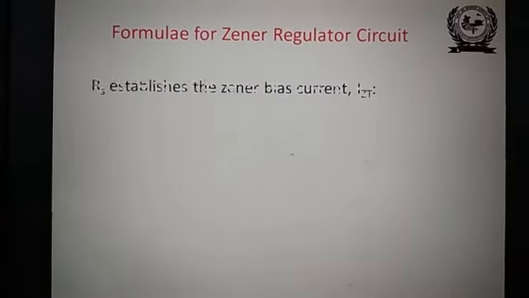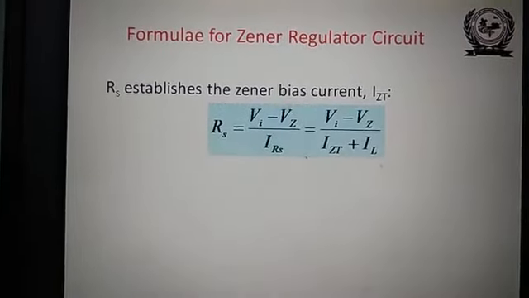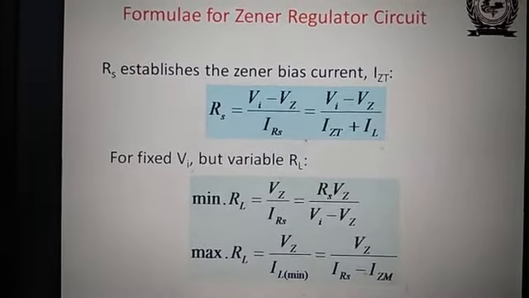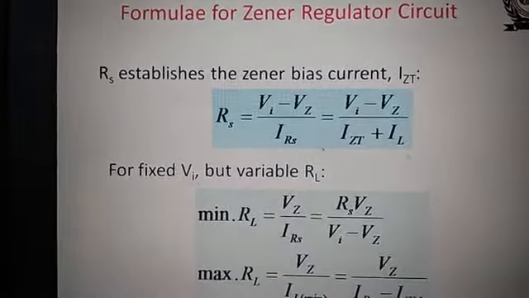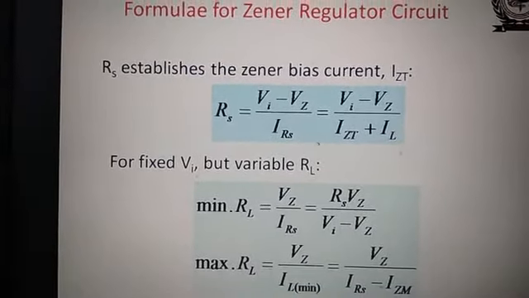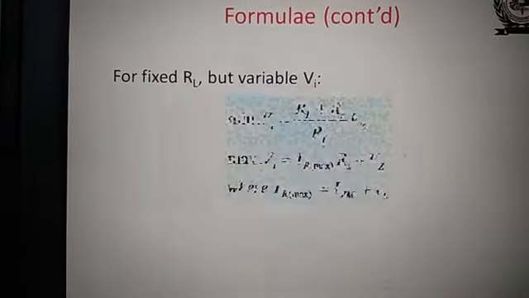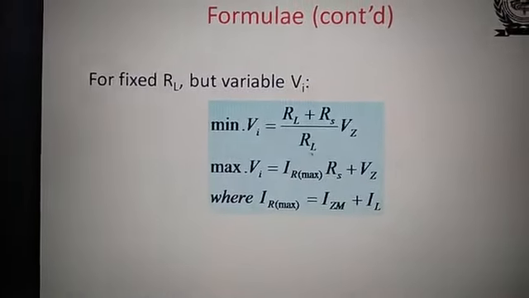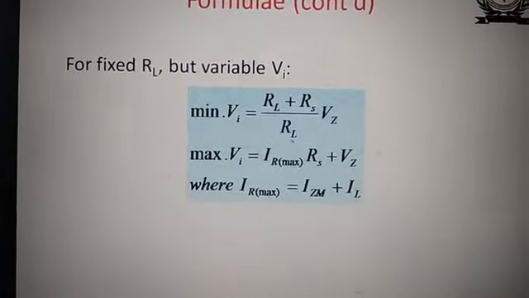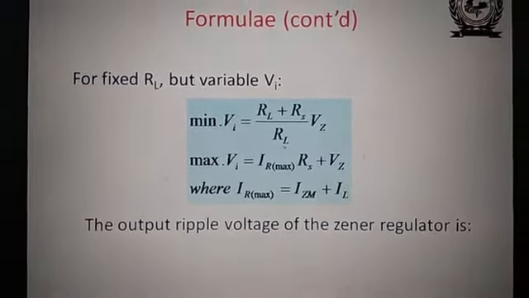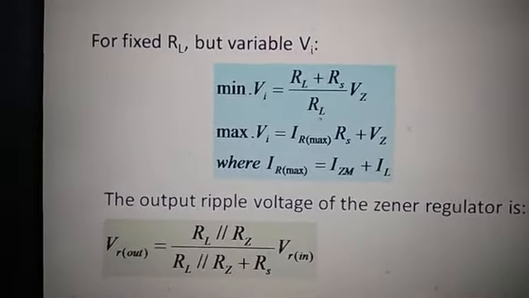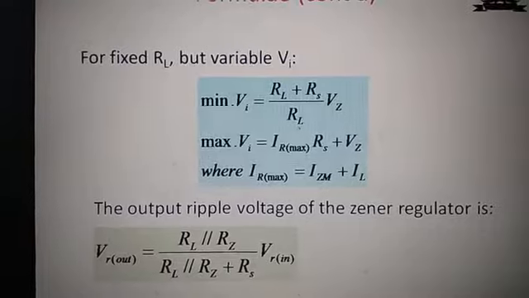About the Zener diode, we have studied these three formulas. The source resistance RS, minimum value of load resistance and maximum value of load resistance, then minimum value of input voltage, maximum value of input voltage, and IR maximum, current through the resistance. And this is the ripple, output ripple of the Zener that we have seen.